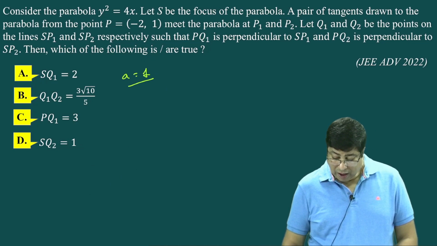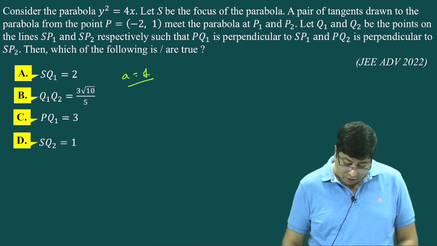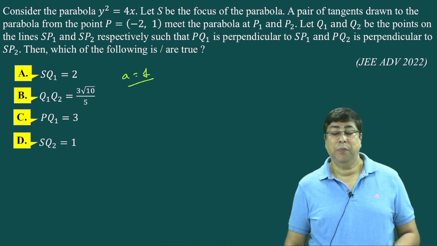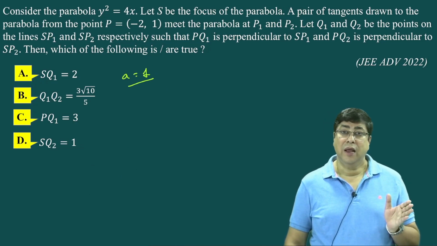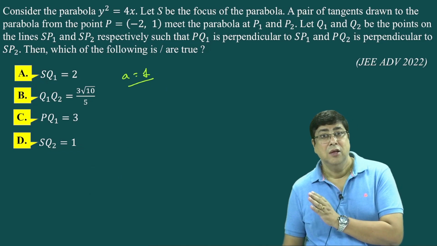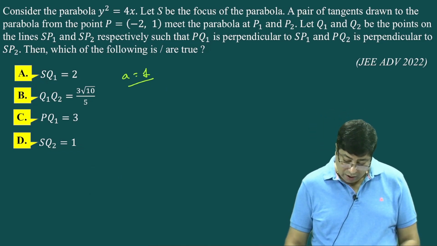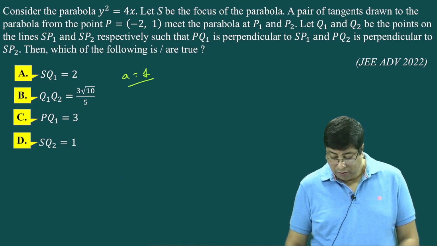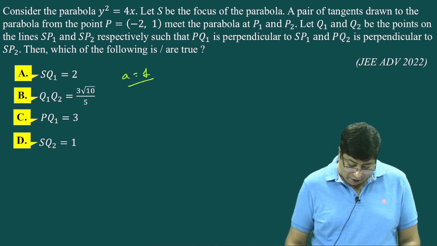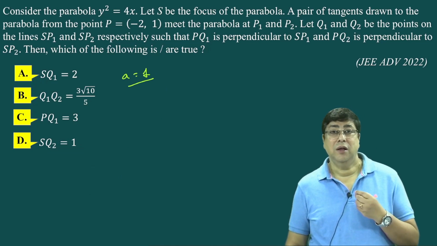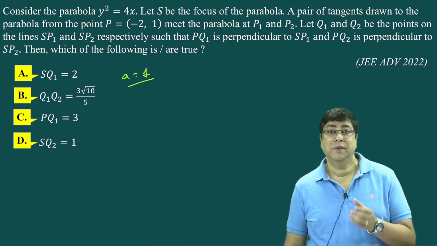A pair of tangents is drawn to the parabola from the point P (-2, 1). The point (-2, 1) is in the second quadrant and the parabola opens on the positive side of the x-axis, so this point is outside. The tangents meet the parabola at P1 and P2. Let Q1 and Q2 be the points on the line. So if you are ready, we have to draw a comfortable diagram. If we can draw the diagram, then half of the sum is done.